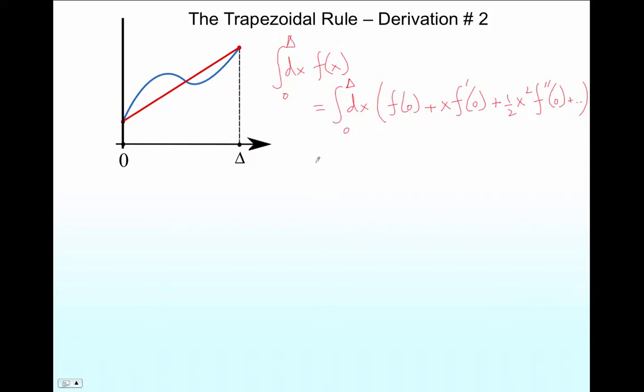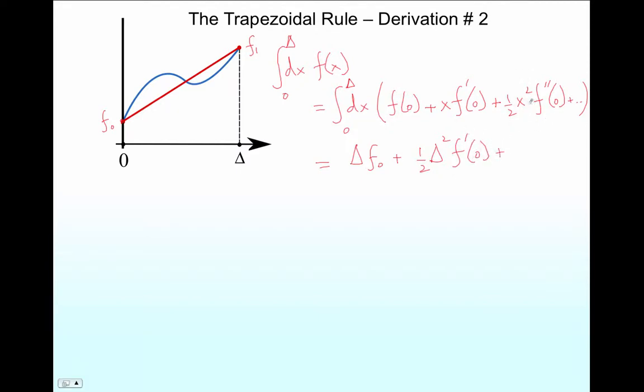We can now integrate this out. If I integrate a constant, I just get x, and that gives me delta. So I get delta times f of 0. But f of 0 I will call f0, and f here I will call f1. That's to be consistent with our earlier notation. And so I get delta f0. Then when I integrate x, I get half delta squared. So I get half delta squared f prime of 0.